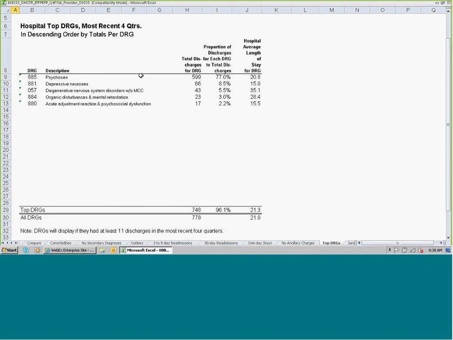And so if you only see a few DRGs listed on this report, the reason would be there are fewer than 11 discharges for those other DRGs within the fiscal year. Down here we have some summary information for the top DRGs as well as all of the DRGs. So you can see your overall average length of stay here.